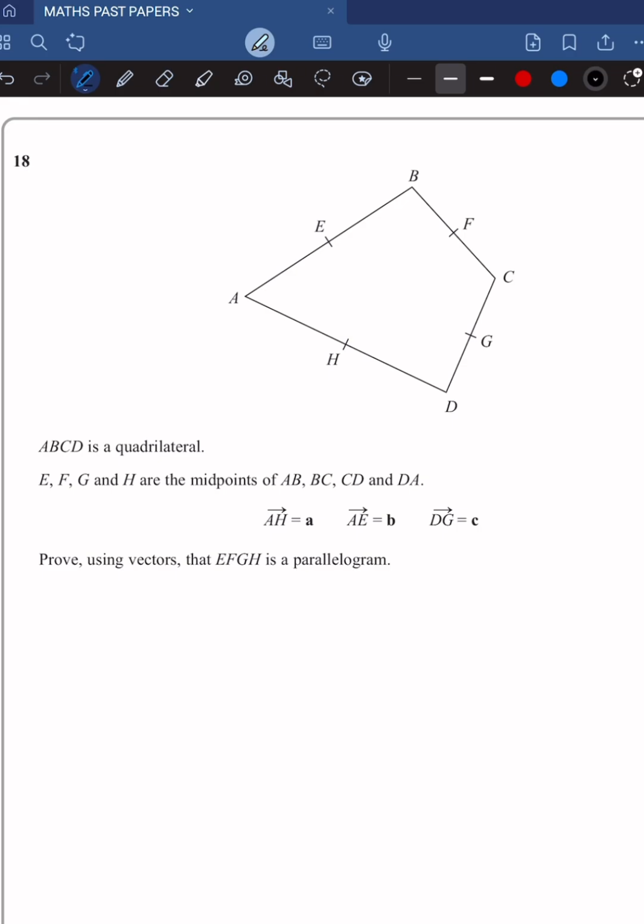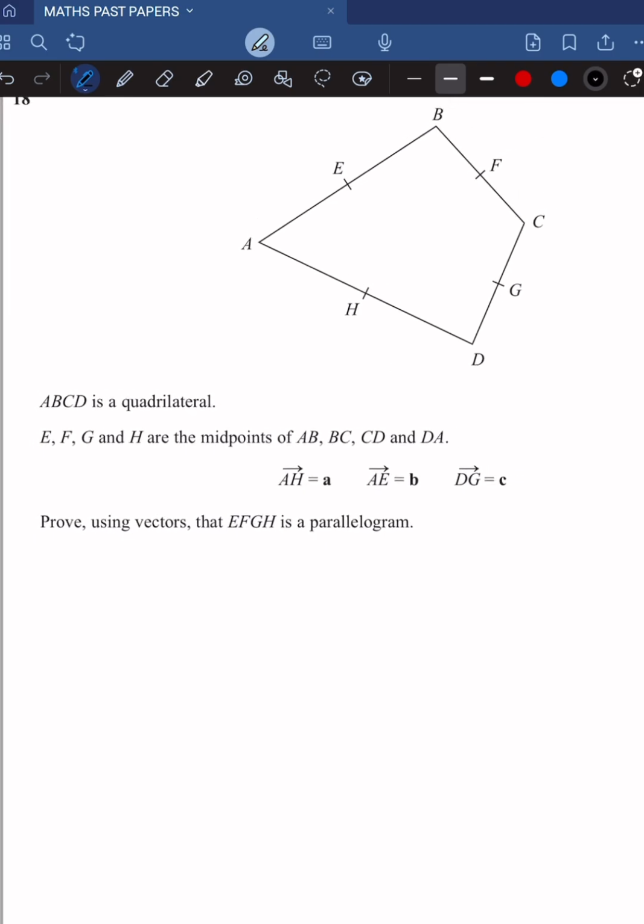Well, what does a parallelogram actually mean? Well, if something is a parallelogram, it means that the distance EH is equal to the distance FG, or the distance from H to G is the same as the distance from E to F. So let's start off now.